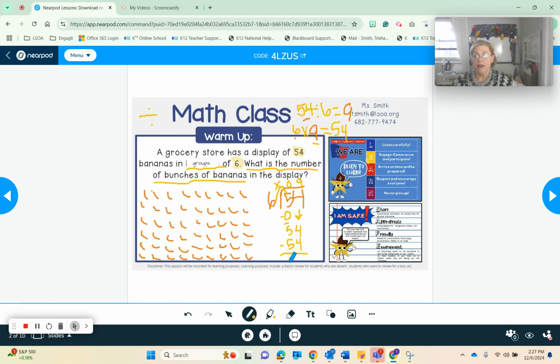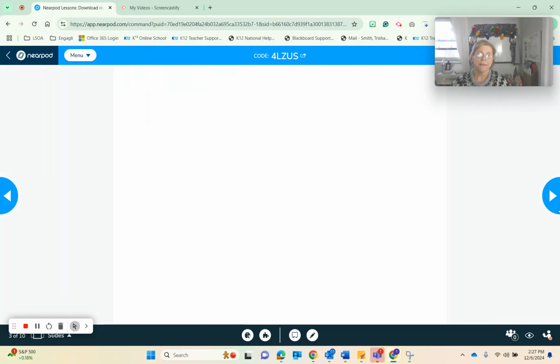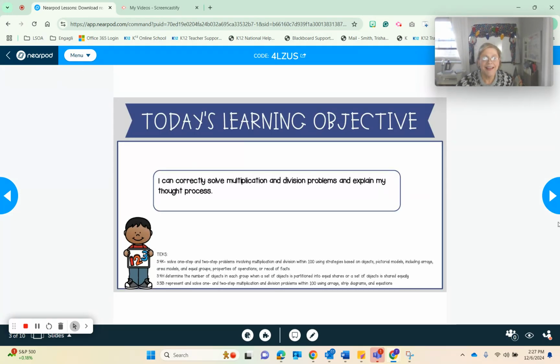5 minus 5, 0. 4 minus 4, 0. And so how many bunches of bananas do we have? We have 9 bunches, which is exactly the same. With that being said, let's move on. So we can correctly solve multiplication and division problems and explain our thought process.